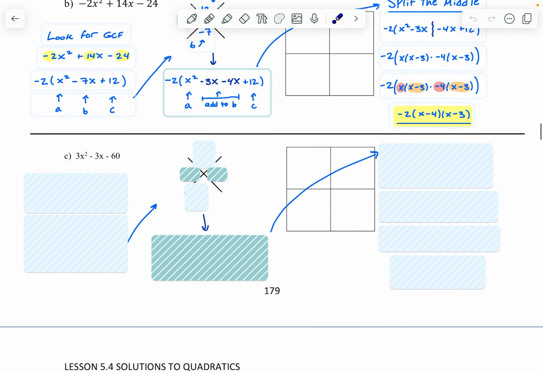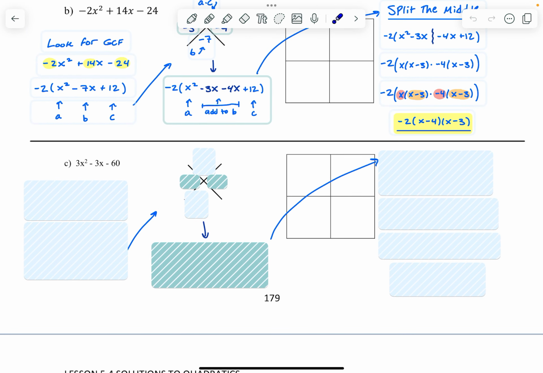I would like you to take a second to look at C and try and figure out how to do this problem without just watching it. Pause this video if you need to.